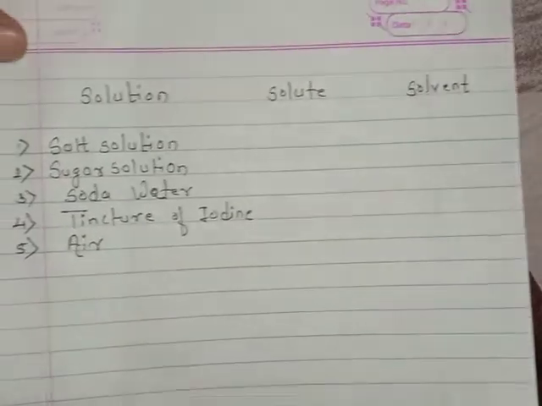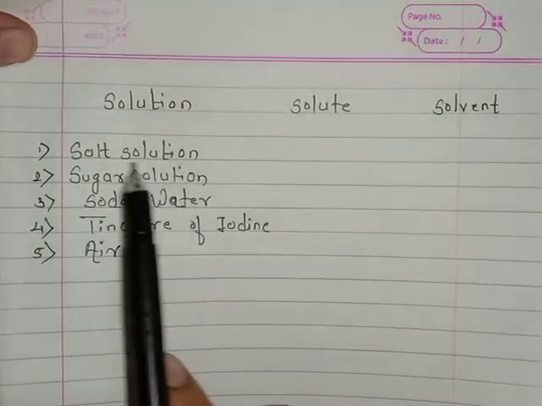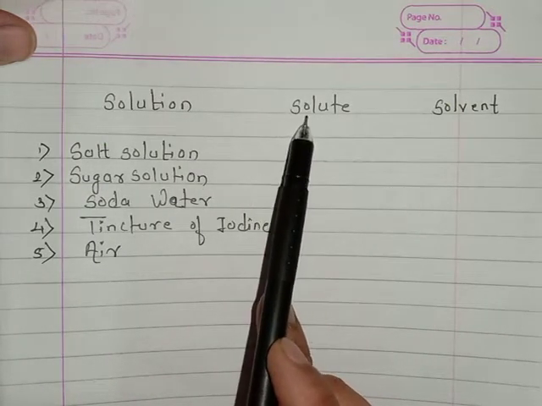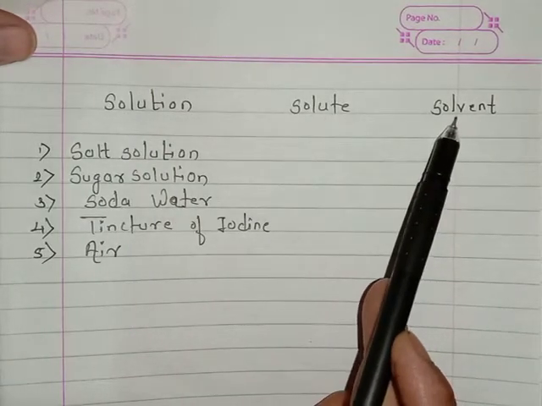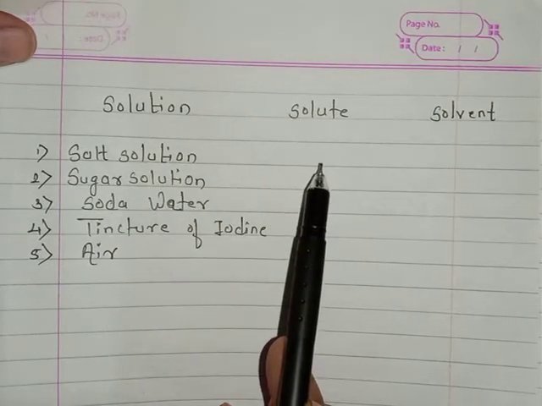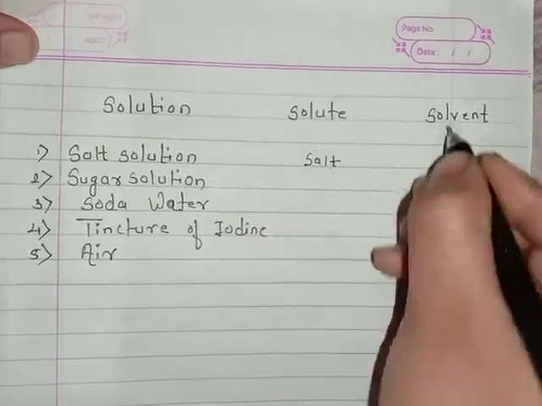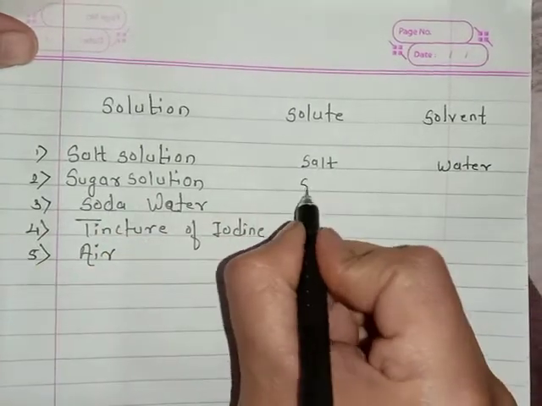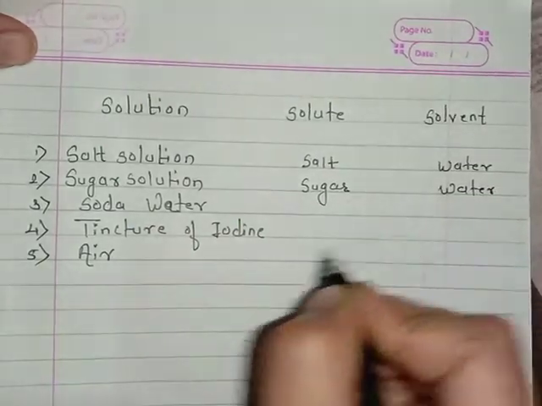In this topic, children, let us find out the solute and solvent of these samples. Here is the salt solution. As I told you, the thing which is present in very small quantity in a solution is called solute, and the thing which is present in the large amount is called solvent. In a salt solution, what is present in the small amount? That is the salt. So the solute is the salt here, and water is the solvent. In the case of sugar solution, sugar is the solute and water is the solvent.